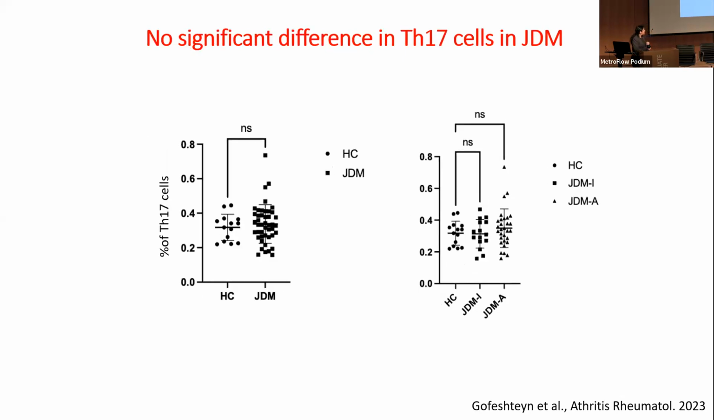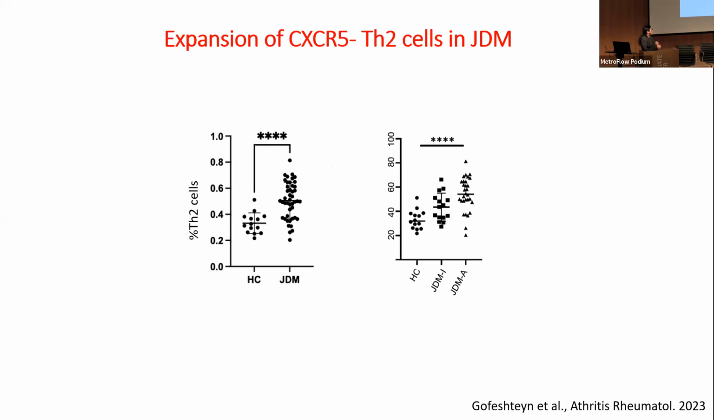Although the TH17 cells were not significant, we didn't see any expansion of TH17 cells. And what was really interesting was that we found an expansion of TH2 cells, the conventional CXCR5 negative TH2 cells. And we also found that within the active JDM patients who were diagnosed within 1 year of diagnosis, there were more TH2 cells compared to those who were more than a year.